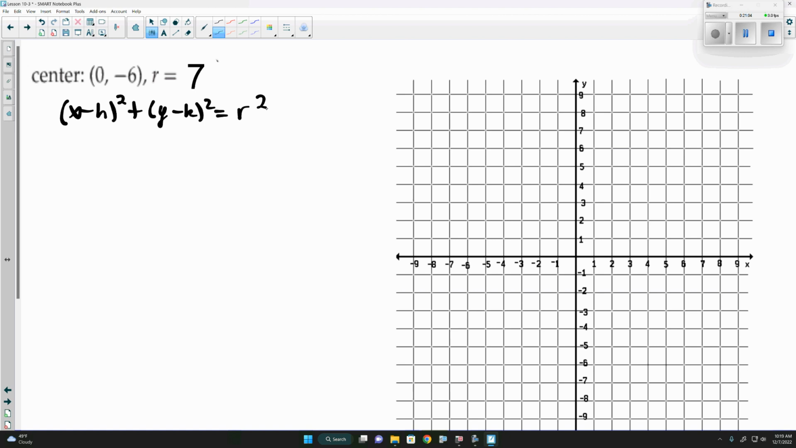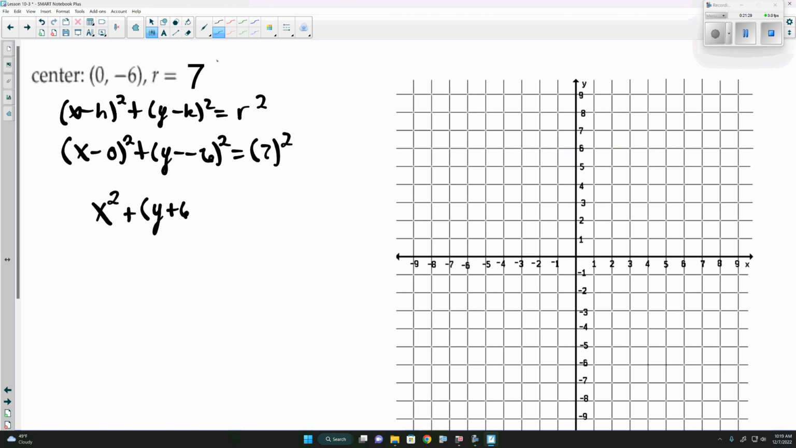So the first thing we'll do is find the equation. It's just plugging in the values. So we'd have x minus 0 squared plus y minus negative 6 squared is equal to 7 squared. So we plug in the center and the radius. Now, for the first part, x minus 0 squared, well, that's just going to be x squared plus y plus 6 squared is equal to 49.